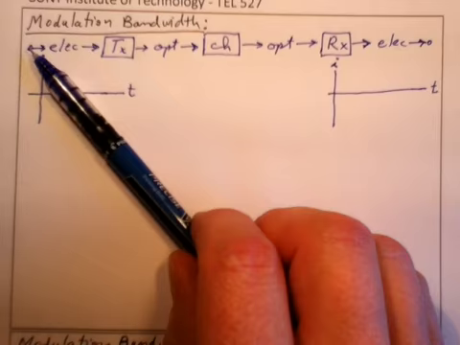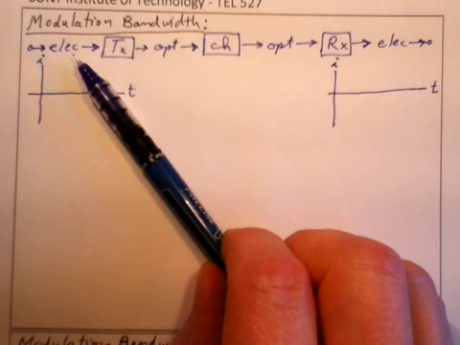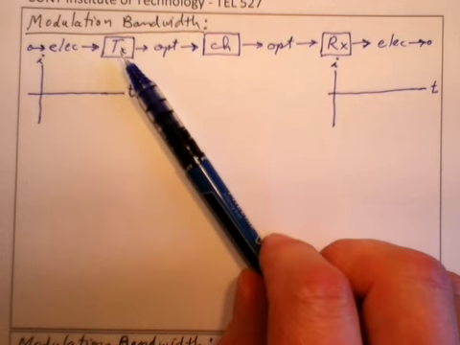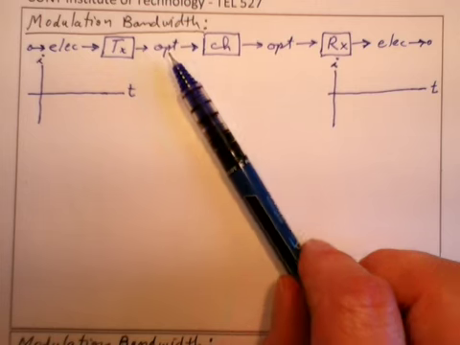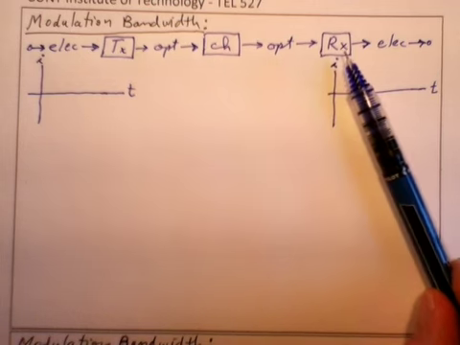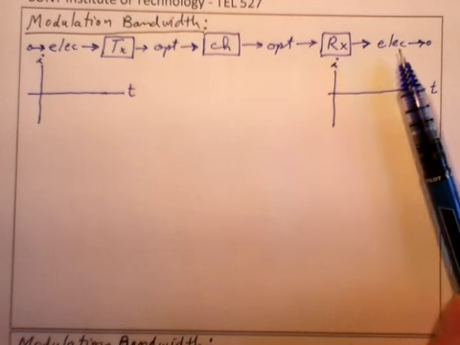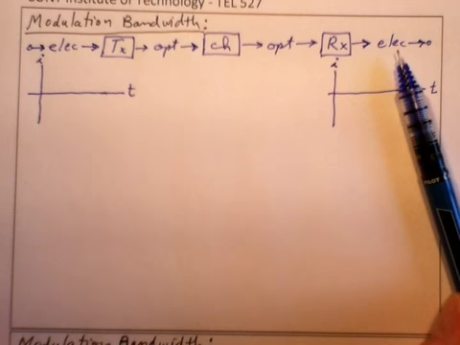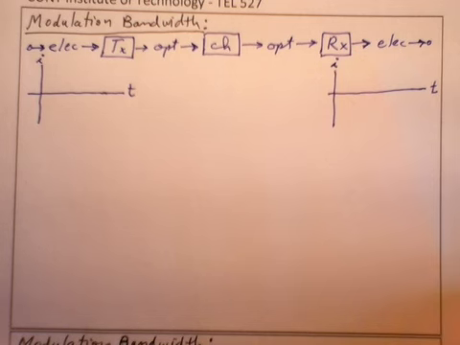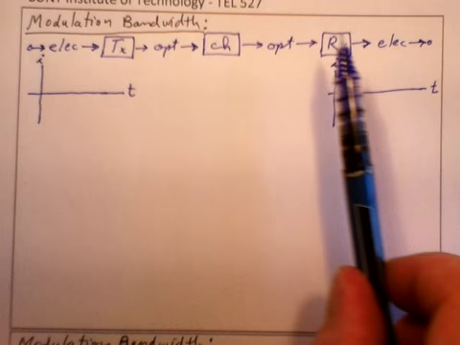We start off with a signal source, and we have an electrical signal, and then we have an optical transmitter, which creates an optical signal. The optical signal goes through the channel, remaining an optical signal, and we finally have our receiver, which converts that optical signal back into an electrical signal. And what I want to do is look at the frequency response of this end-to-end system as an electrical system.